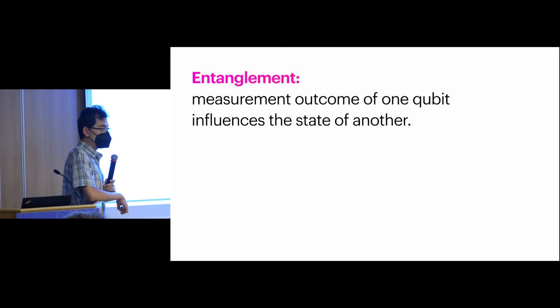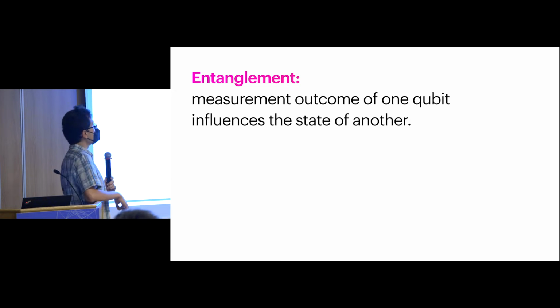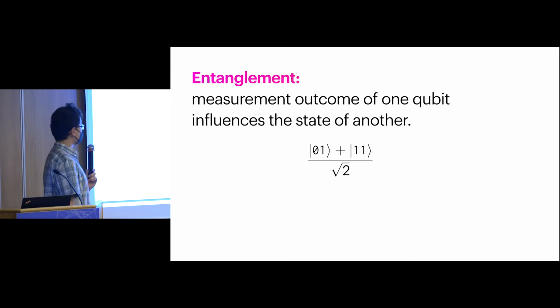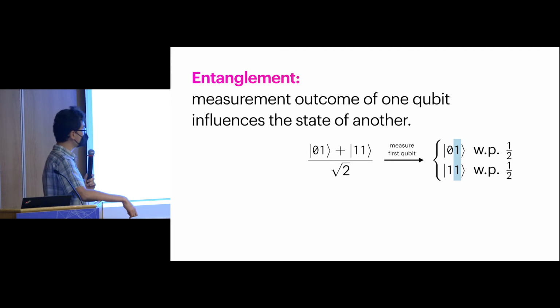So, how do we define entanglement? One way to think of it is when the measurement outcome of one of the qubits of your system is able to determine the state of another. And what I mean by this is, let's take this state right here. It's a superposition of 0,1 and 1,1. What happens to this state if we measure the first qubit? Well, we get one of the outcomes in the superposition with probability 1/2 each. So you get either 0,1 or 1,1. And the important thing to note is that the outcome of the second qubit is always 1.